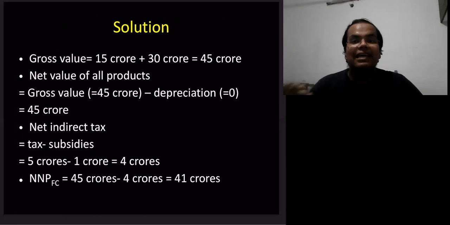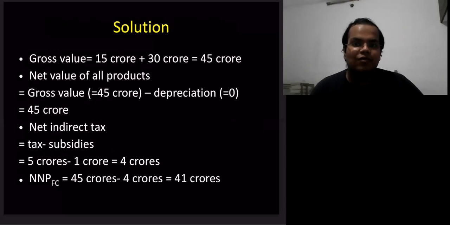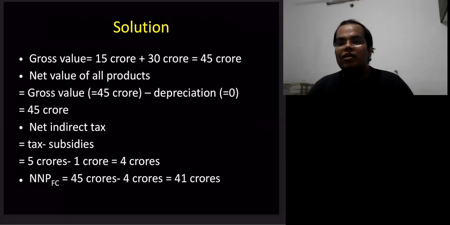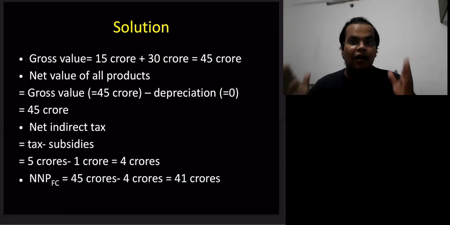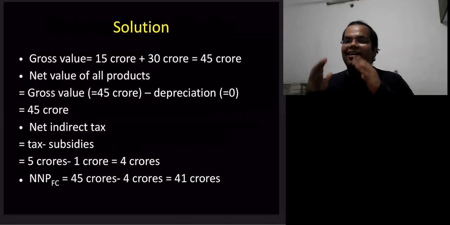All right. But this is the net value at the market price. So we are getting net national product at market price. We are not interested in that. We want net national product at factor cost. In order to make the conversion from market price to factor cost, what do we need to do? We need to subtract the net indirect taxes.